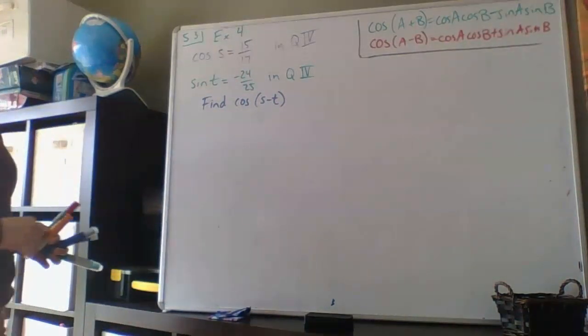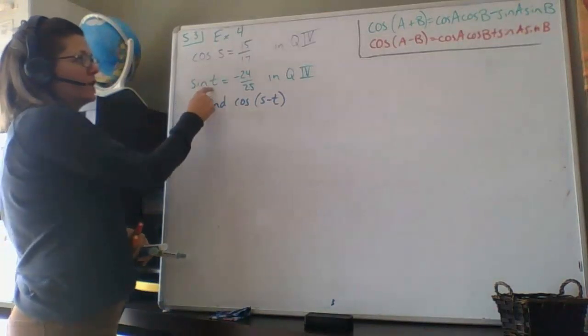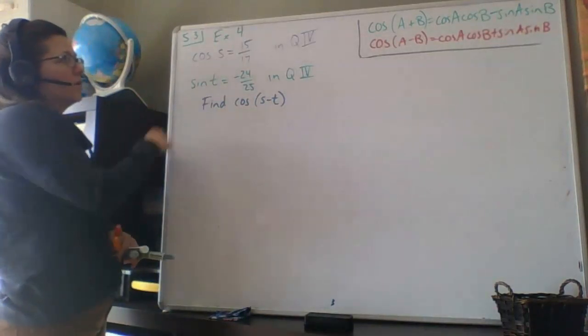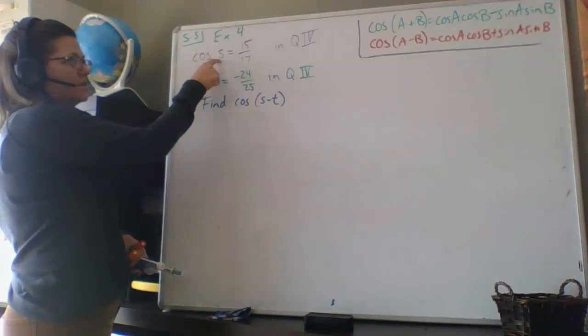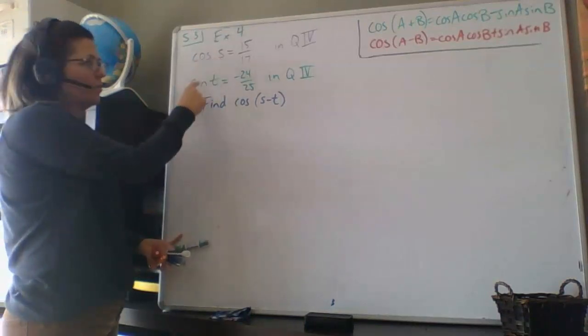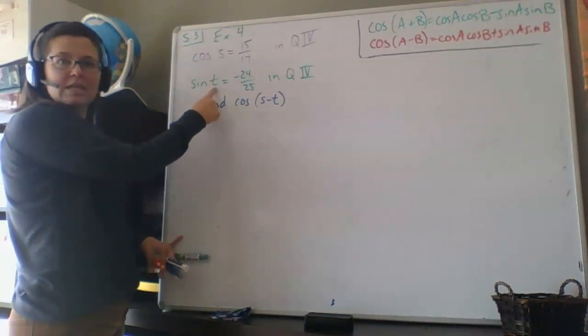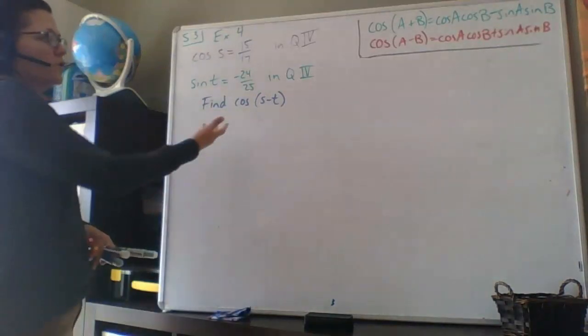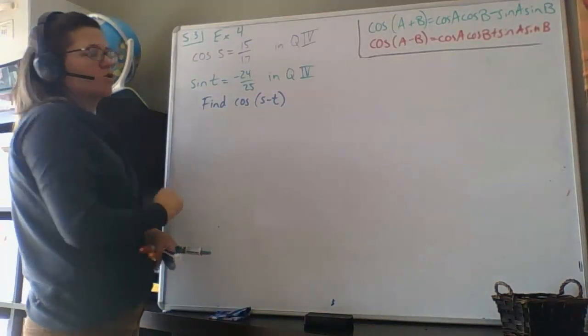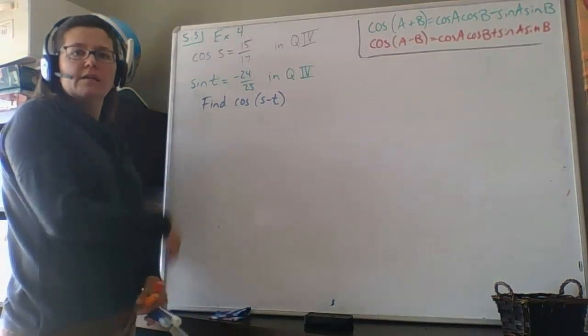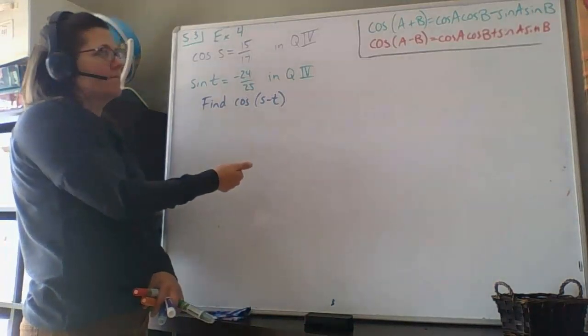First thing you might notice is that we actually have two different angles going on here. So we have cosine S, so S is one angle, and then we have sine of T, so T is a different angle. Let's first go ahead and examine what we're trying to find. We're trying to find cosine of S minus T.